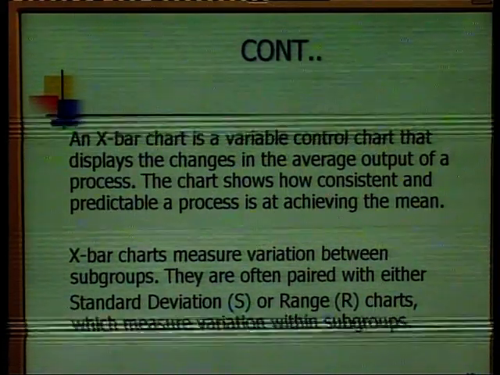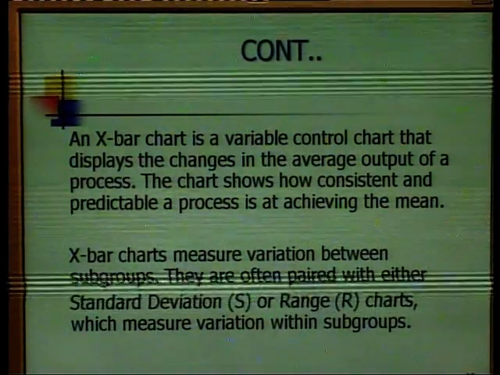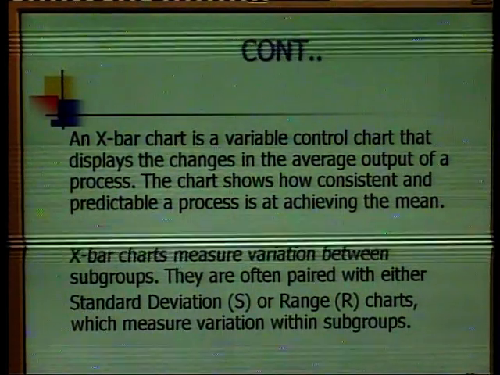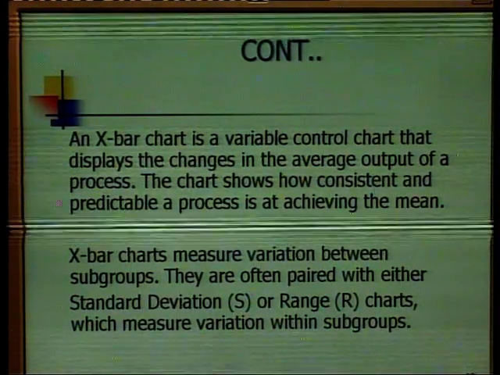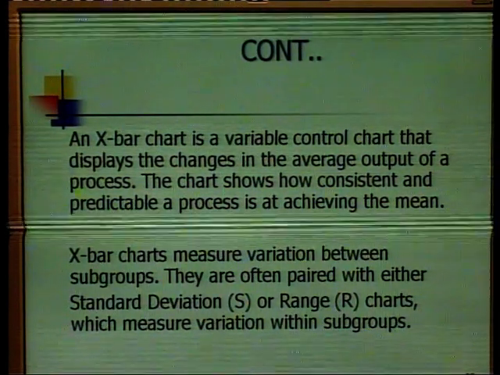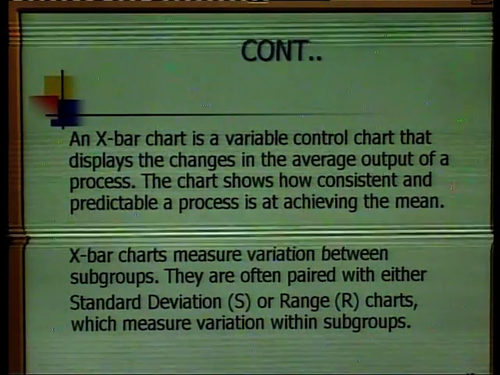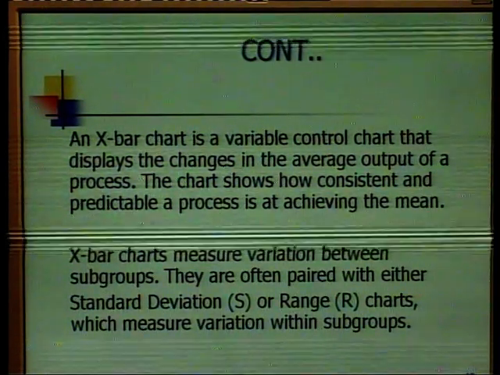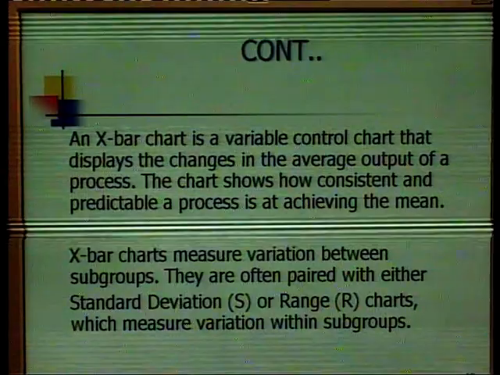Now, an x bar chart is a variable control chart that displays the changes in the average output of a process. In the individual chart, we only plotted the individual observations, but in the x bar chart we display the changes in the average output of a process. This chart shows how consistent and predictable a process is at achieving the mean. It tells us whether the process is achieving the mean value or not, whether it is coming close to the mean or going farther from the mean.